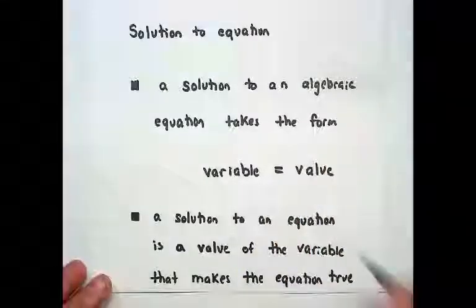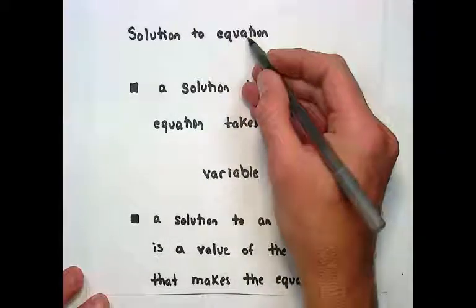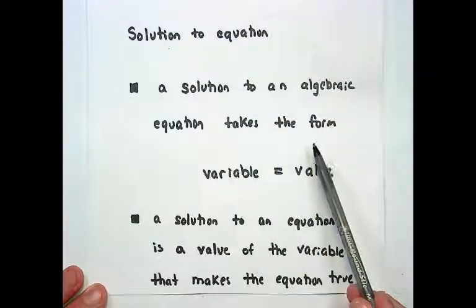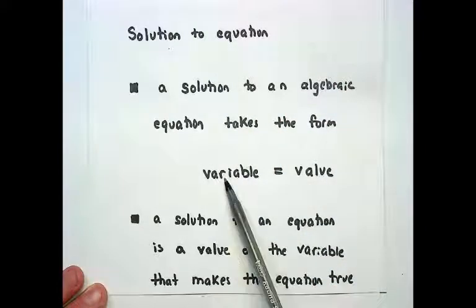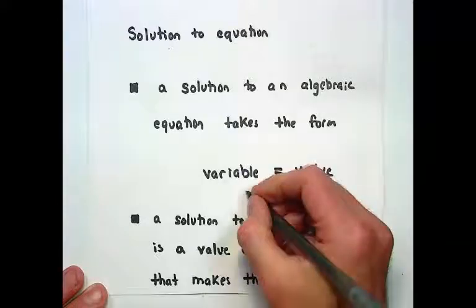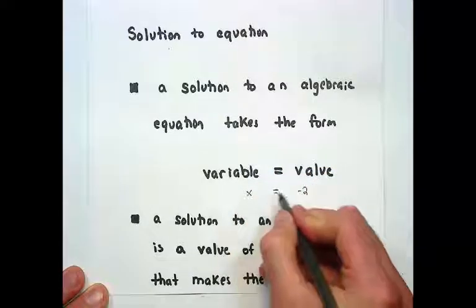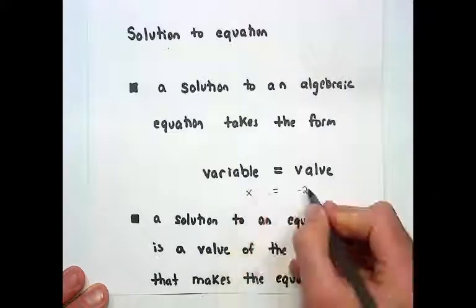Quick recap. When we're working with equations, we solve. We say that a solution to an equation takes the form variable equal value. So in the last example we saw, that resulted in x equal -2. x is the variable, -2 is the value.